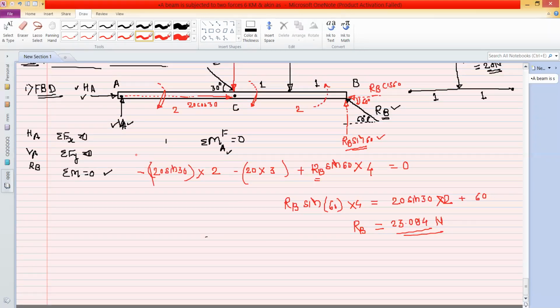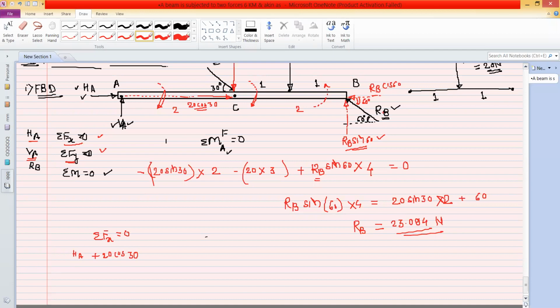Then use the remaining two equations, summation Fx equals 0 and summation Fy equals 0. By using summation Fx equals 0, you can find out the horizontal reaction HA, and by using summation Fy equals 0, you can find out the vertical reaction VA. So use summation Fx equal to 0. For summation Fx, consider the x forces. First is HA, and we have assumed HA to be acting in the positive x direction. Then consider this 20 cos 30, that is the x component of this 20 force. So plus 20 cos 30.